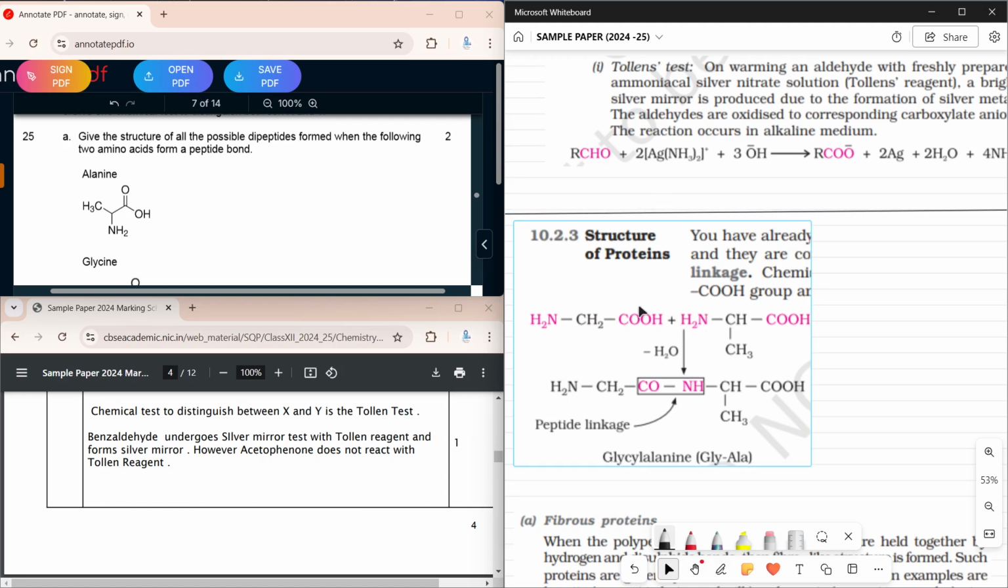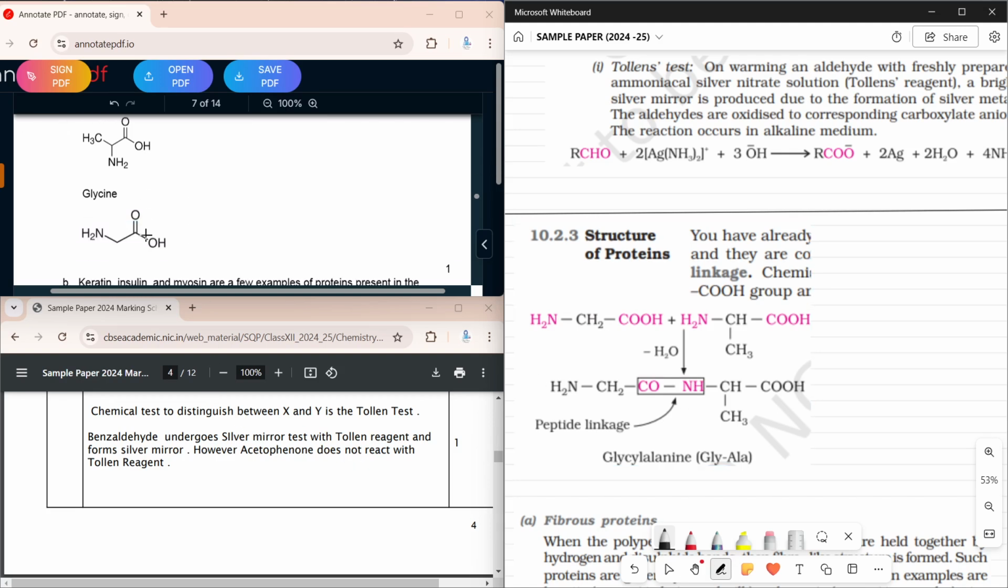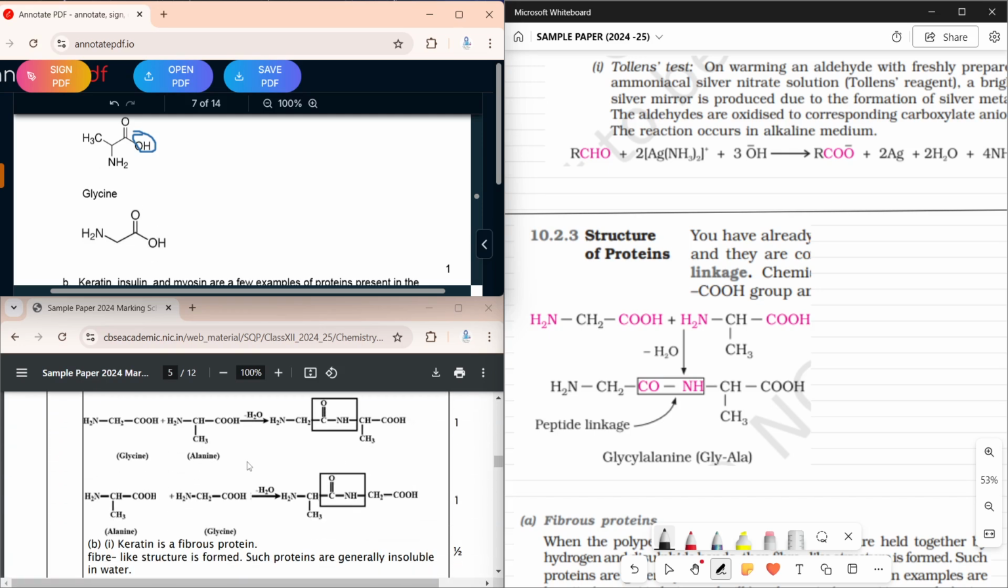So we have something called peptide linkages, which are formed by the loss of water, and the CONH is the peptide linkage. So you have two possibilities where you have the COOH from the glycine and NH2 from alanine, or it could be the other way around, with NH2 from glycine. That's how the marking scheme has given us, where we have glycine and alanine, and then you have it the other way around, alanine and glycine.